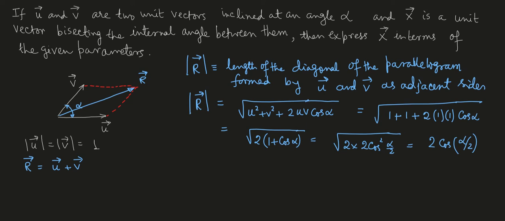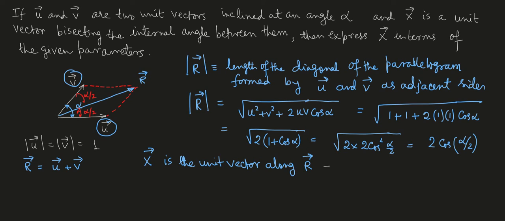Now what is our job? Our job is to represent x in terms of the given parameter. Now what is x? x is the unit vector along r. How do I know that it is along r? Because these two vectors, vector u and vector v, are of the same magnitude, we can say that this will be the angle bisector. Alpha by 2, and this will also be alpha by 2. It will exactly bisect the angle into two equal parts. So x is the unit vector along that particular resultant.